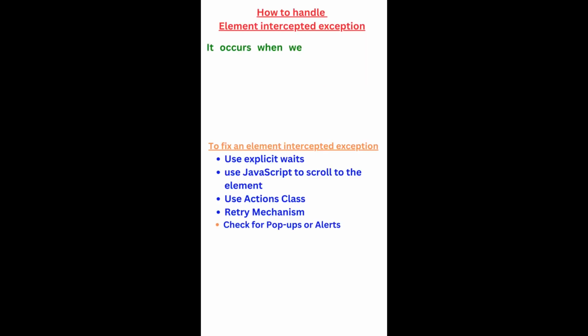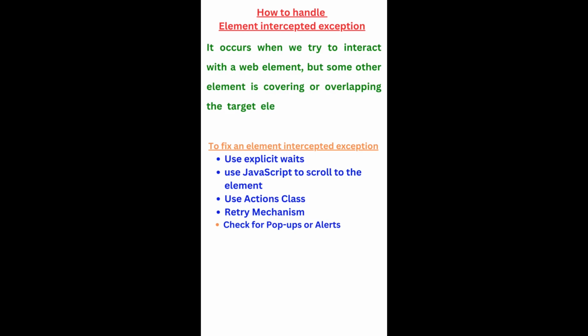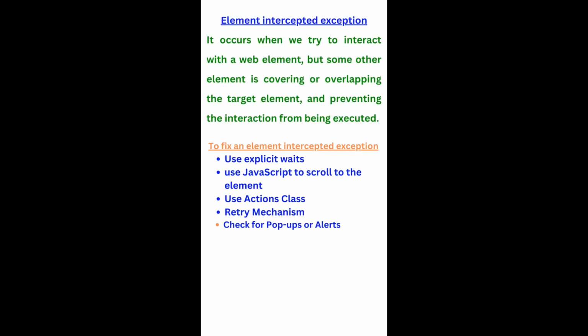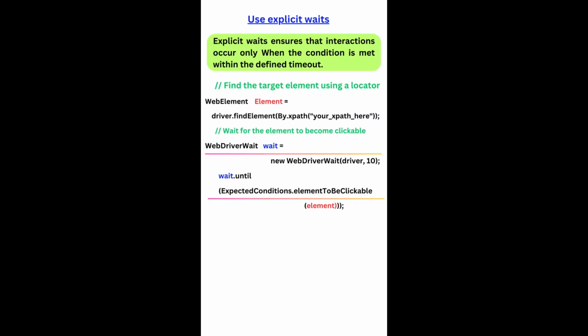How to handle element intercepted exception. The element intercepted exception occurs when we try to interact with a web element, but some other element is covering or overlapping the target element, and preventing the interaction from being executed. To fix an element intercepted exception, we have few strategies. Let us see one by one. First, use explicit waits. Explicit waits ensure that interactions occur only when the condition is met within the defined timeout. Find the locator for target element, then wait until the element becomes clickable. Thus it avoids the exception.